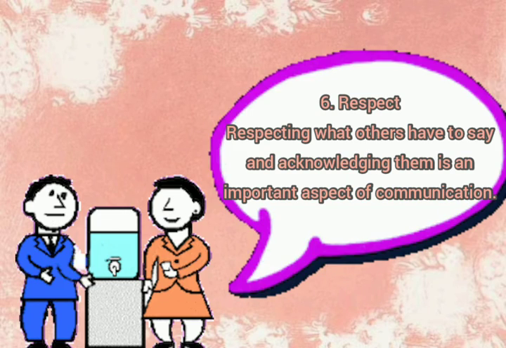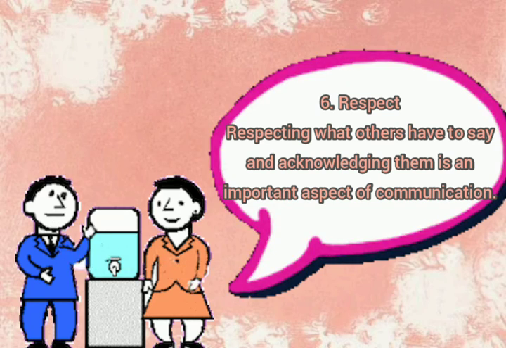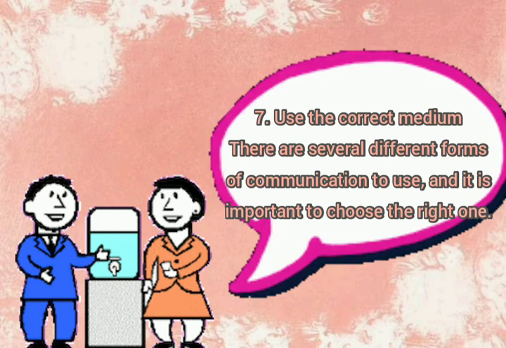Number six is respect. Respecting what others have to say and acknowledging them is an important aspect of communication. Being respectful can be as simple as paying attention to what they have to say, using the person's name, and not being distracted. By respecting others, the other person will feel appreciated, which will lead to a more honest and productive conversation. Lastly is using the correct medium.